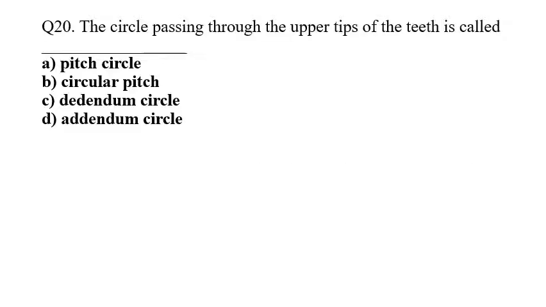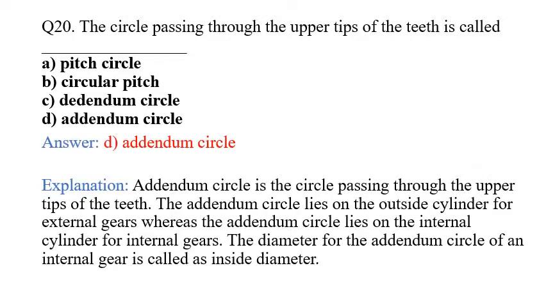Question 20. The circle passing through the upper tips of the teeth is called: pitch circle, circular pitch, dedendum circle, addendum circle. And the answer is D, addendum circle. Explanation: Addendum circle is the circle passing through the upper tips of the teeth. The addendum circle lies on the outside cylinder for external gears, whereas it lies on the internal cylinder for internal gears. The diameter of the addendum circle of an internal gear is called inside diameter.